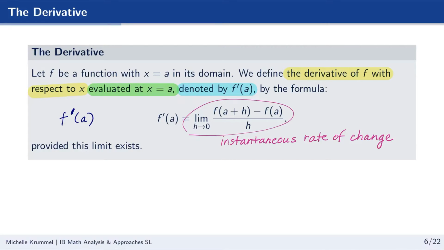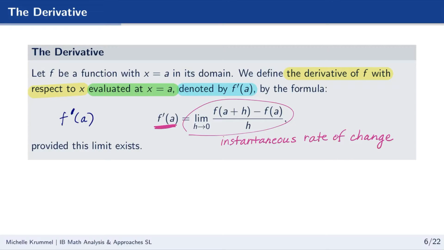h is the width of our interval. If our interval starts at a and ends at a plus h, then h is the width of our interval. So letting h approach 0 means we're letting the width of the interval approach 0. Okay, so now we have the instantaneous rate of change of f at the point where x equals a, and we're calling it by this special name and using this special notation, f prime of a.